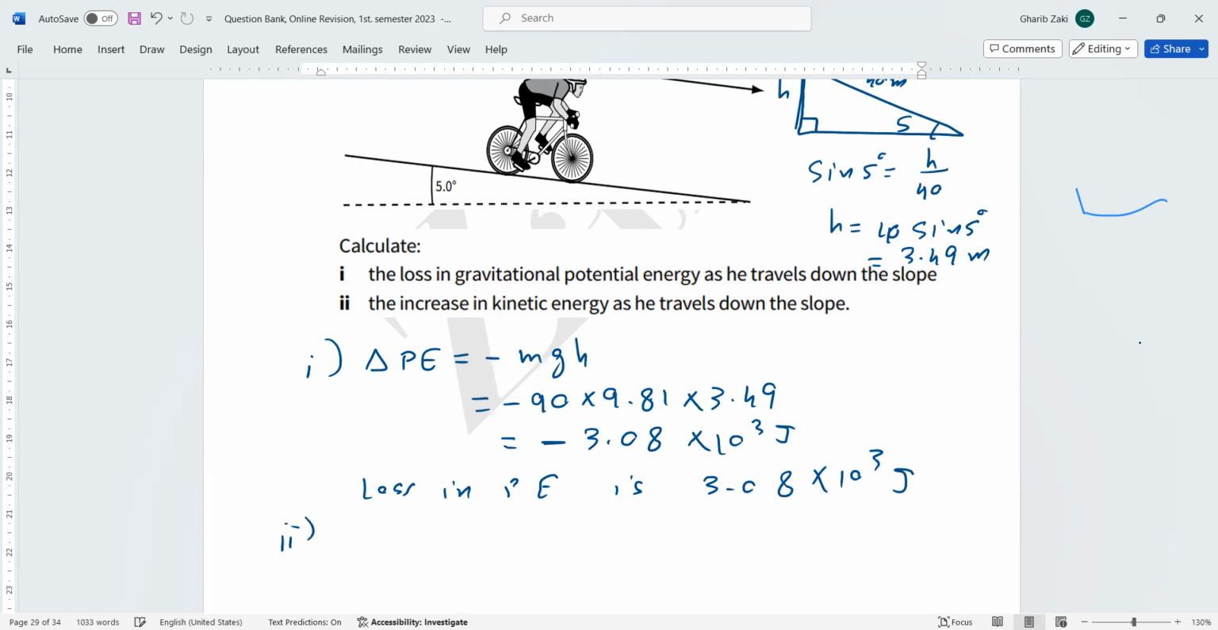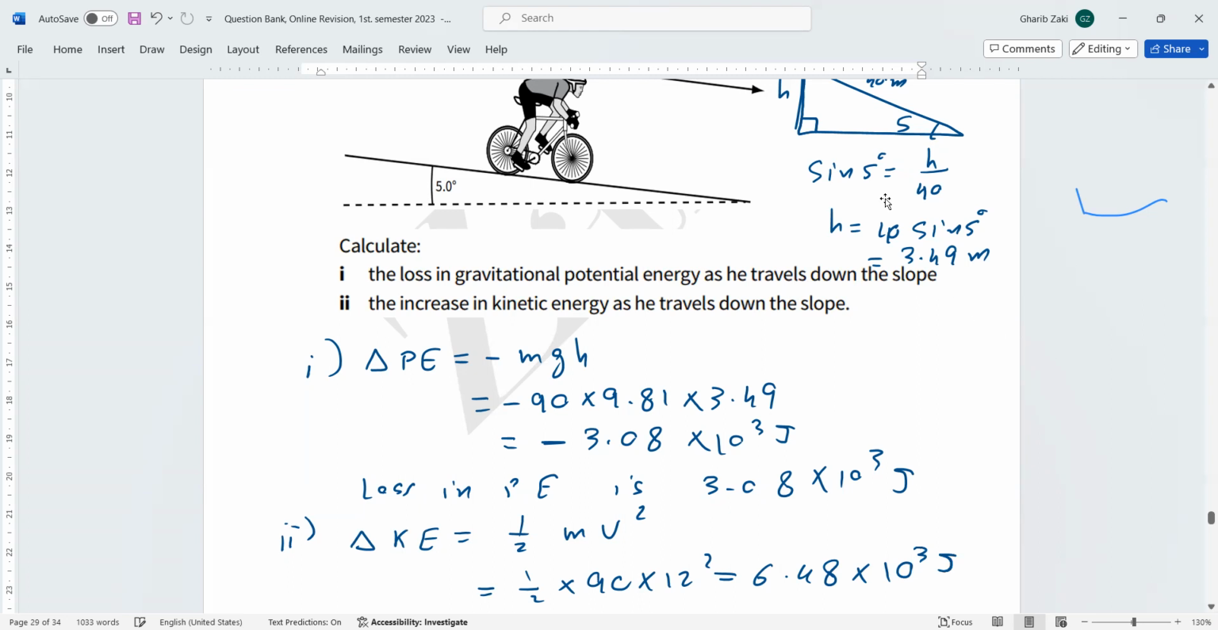Second part, we need the increase in kinetic energy. Kinetic energy equals half mv squared. We have the speed and the mass, so we can get it directly. Half multiplied by 90 multiplied by 12 squared equals 6.48 multiplied by 10 to the power 3. So this is the increase in kinetic energy.